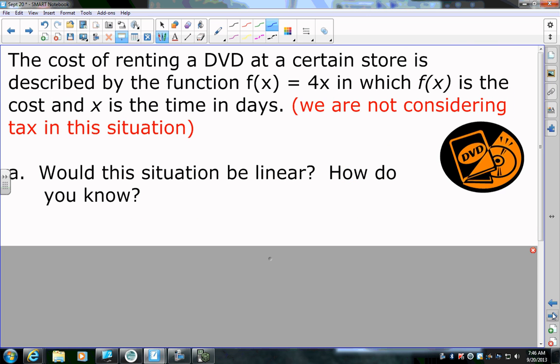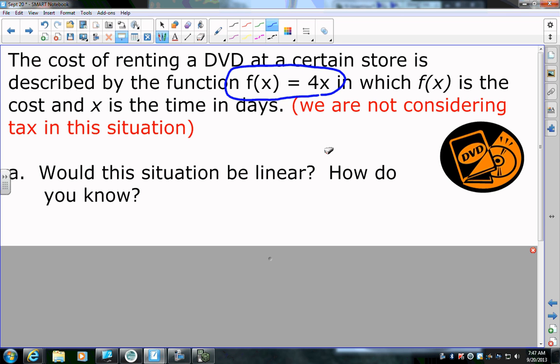Let's look at another example. This one says the cost of renting a DVD at a certain store is described by the function f of x equals 4x, in which f of x is the cost and x is the time in days. We are not considering tax in this situation. Would this be linear? So you're looking at this equation right here.